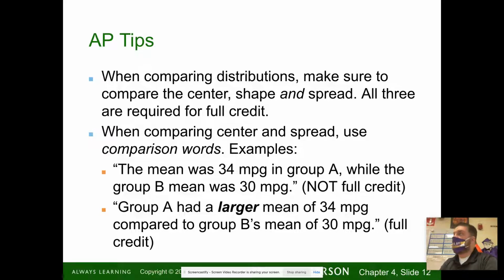So these are AP tips. When you go to answer the questions on the AP exam, make sure you do that.